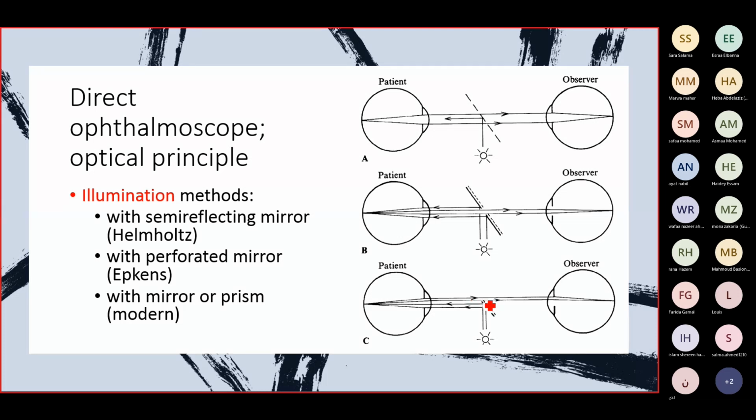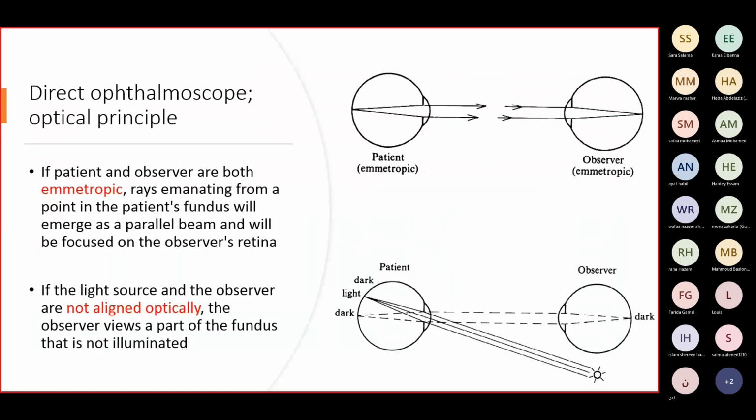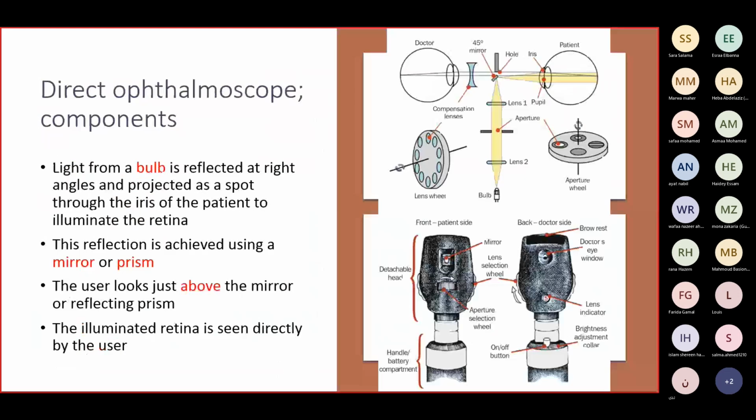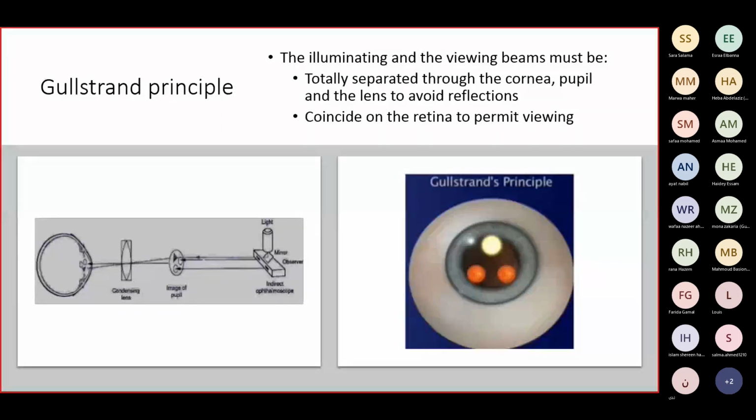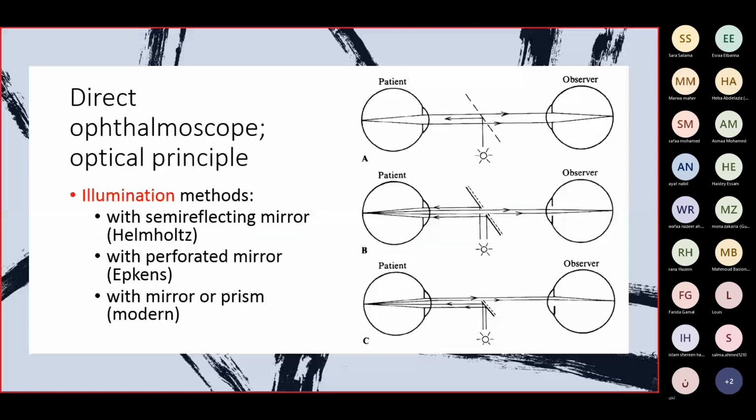So if you have a direct ophthalmoscope and look at that part, there is a small mirror here. The light will come from here and be reflected to the patient's eye. Then the reflected light will pass through this small upper part in which there is no mirror. Both the illumination and the observation rays are very well aligned optically.